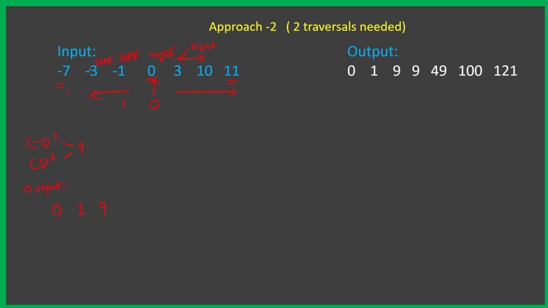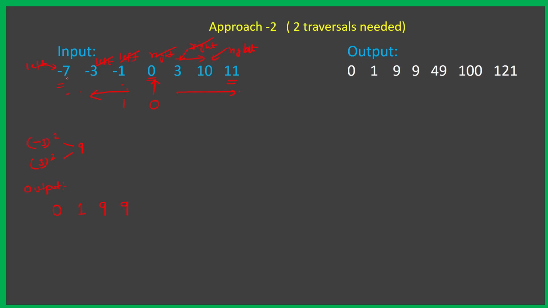And then we will be shifting this left to this -7. And here we will find the square of this 3 also. So the square of 3 is 9. Again, we shift this here. Now we will compare the absolute value of -7 with 10. So here the absolute value of -7 is 7. 7 is less than 10.